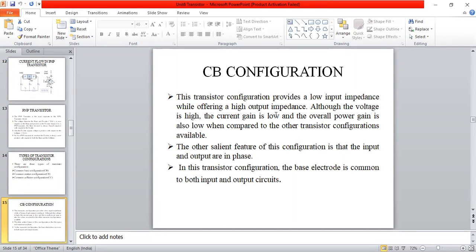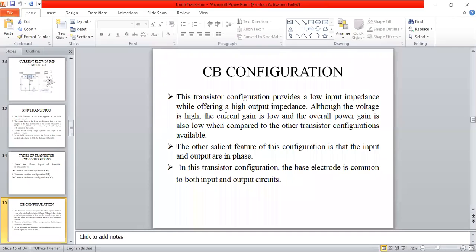This transistor configuration provides a low input impedance while offering a high output impedance. Low input impedance is nothing but low input resistance. If the input resistance is very low, we can tell that the current flowing through it will become high. In the output side, the resistance is very high, so the current will be very low over there.